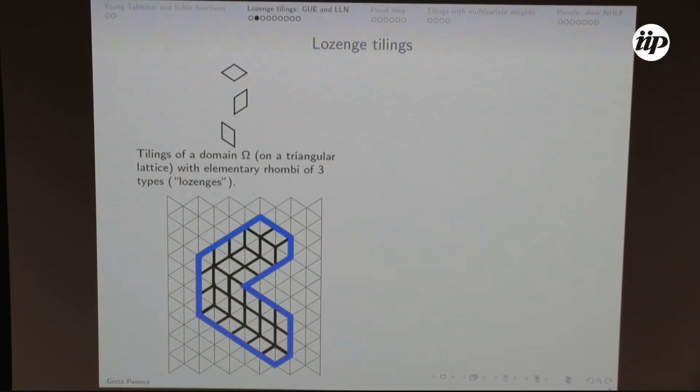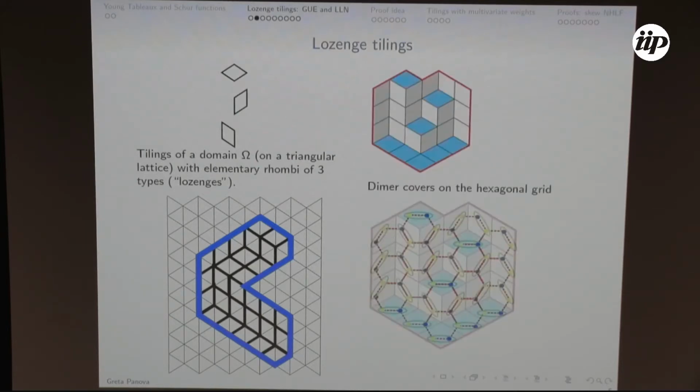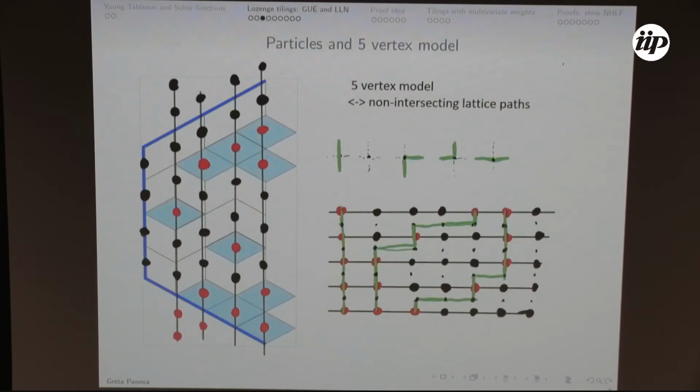And of course, you know that lozenge tilings of the triangular grid, if you take the dual of this triangular lattice, then you get a dimer model. So the lozenges correspond to dimers on, in this case, the hexagonal lattice, and again you have some region in the hexagonal lattice, so these are the dimer covers. You also probably would relate more to a picture like this, but actually I realized that I drew the dual of what you are probably used to.